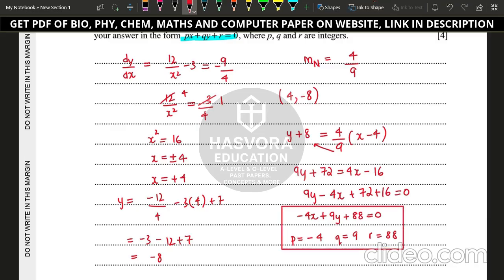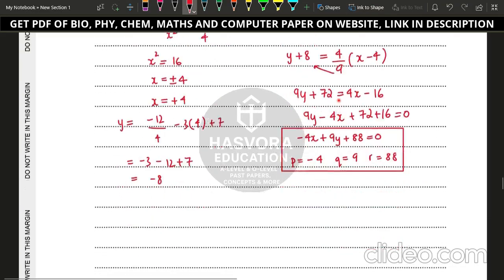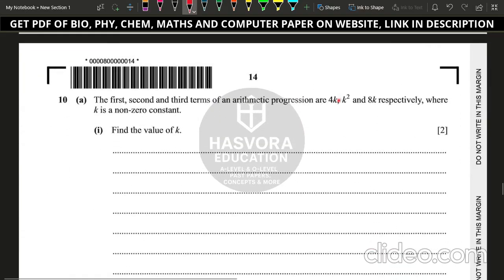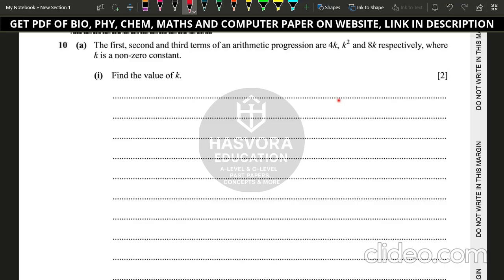Okay, let's move on. So we have the next question. It says the first, second and the third terms of an arithmetic progression are 4k, k square and 8k respectively, where k is a non-zero constant. Find the value of k.